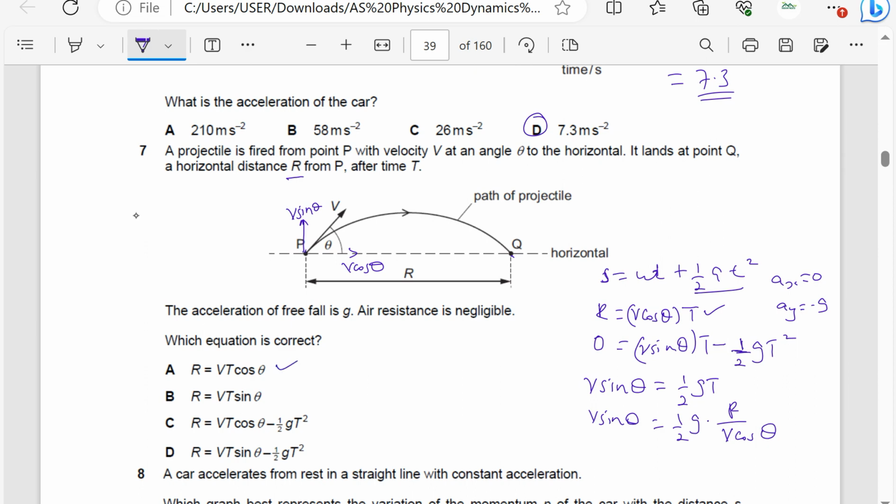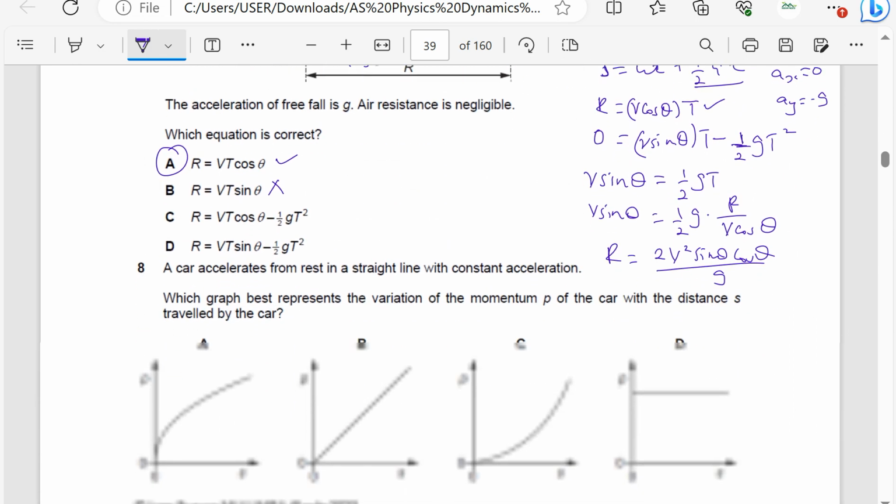So first of all, this equation is correct. R is Vt sine theta. This is wrong. The only correct equation would be this. If I try to make r the subject, r is going to be 2V squared sine theta cos theta divided by g. So we don't have that equation here. So the only correct equation is A.